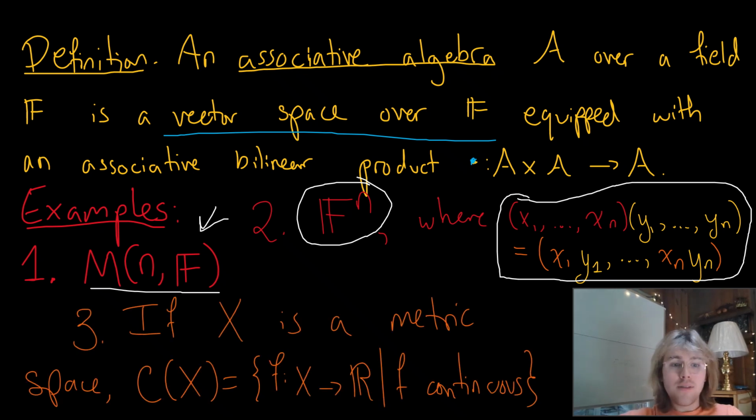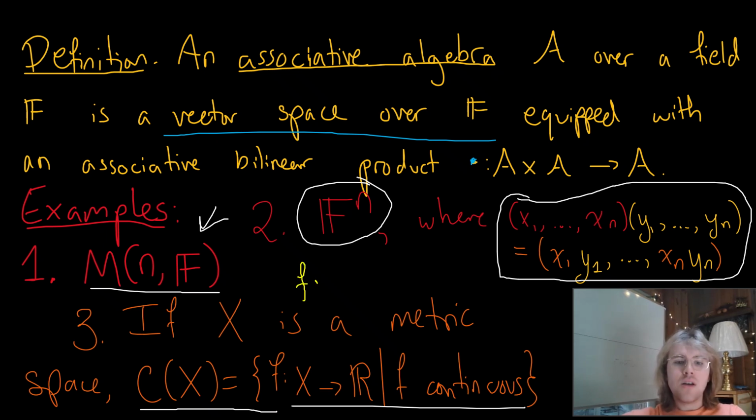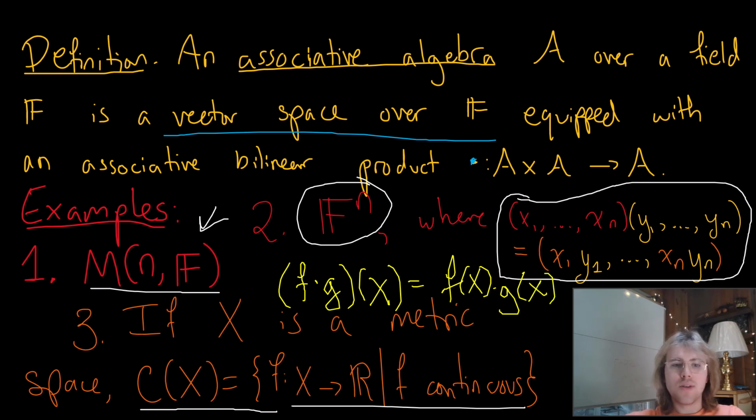A third kind of associative algebra is if X is a metric space, you can look at the set of continuous functions over X, right? This is a vector space, which I'll kind of take for granted. And the product here is just multiplying two functions, f times g. And this is defined not component-wise, but point-wise, right? (fg)(x) is equal to f(x) times g(x). You just multiply two functions. It's associative. It's a bilinear product.